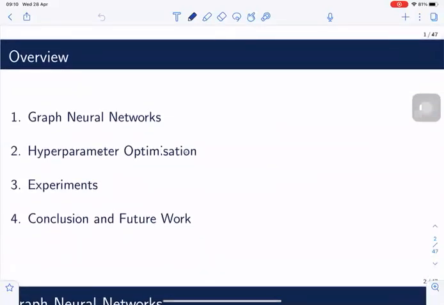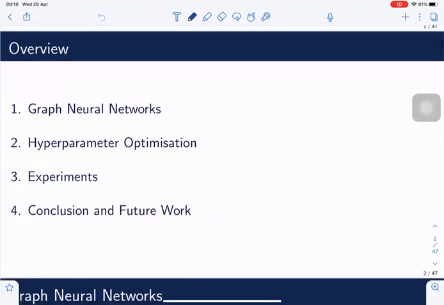Today's presentation is divided into 4 parts. The first part is graph neural networks, which I think most of you are interested in. The second part is hyperparameter optimization. In the third part, I would like to show some experimental results, just a part of the experimental data from my papers. Finally, I will give a conclusion and future work to end today's presentation. After that, you can ask me any questions, and all comments or suggestions are welcome.